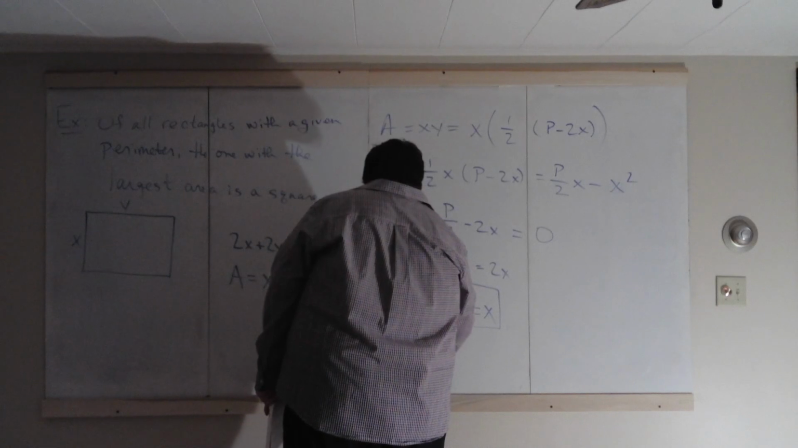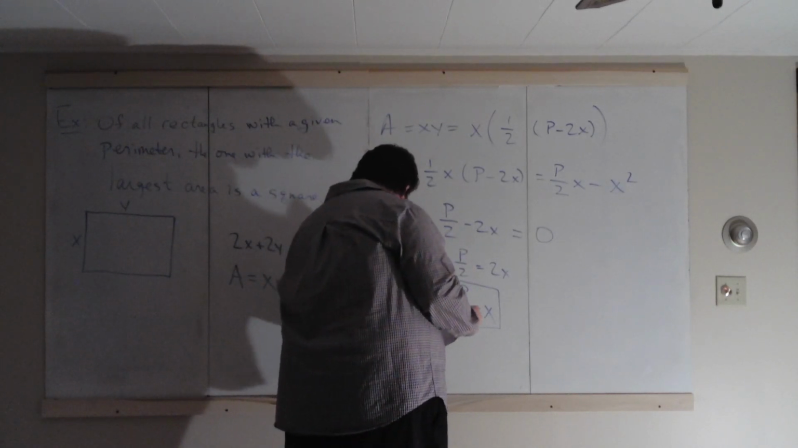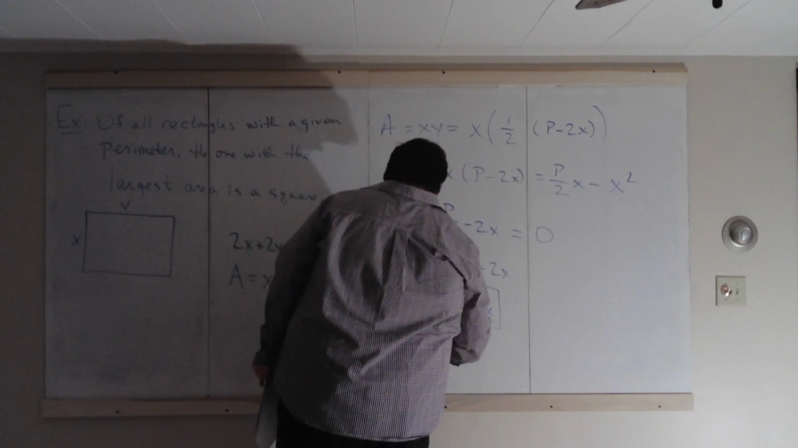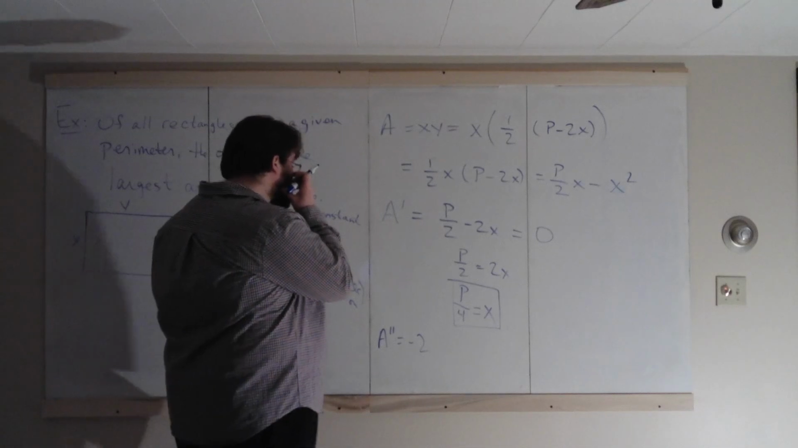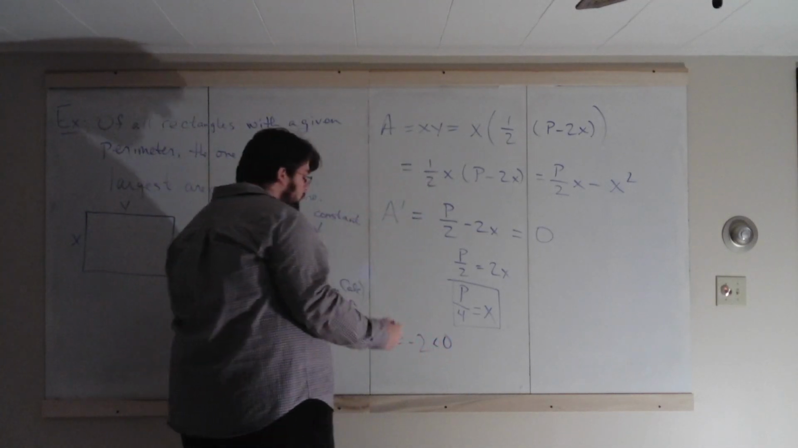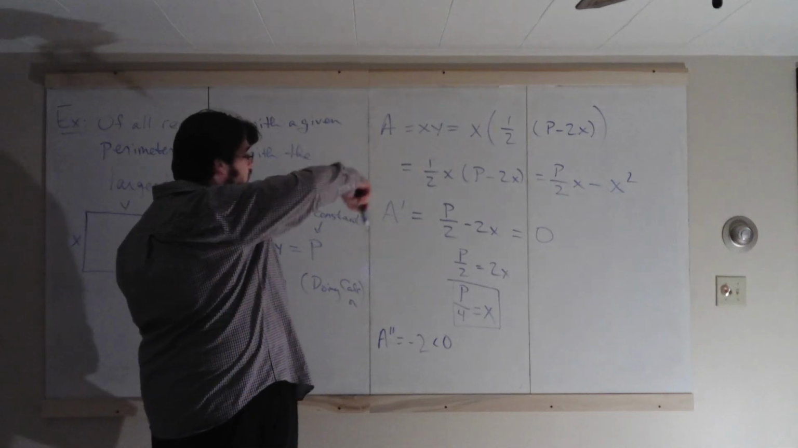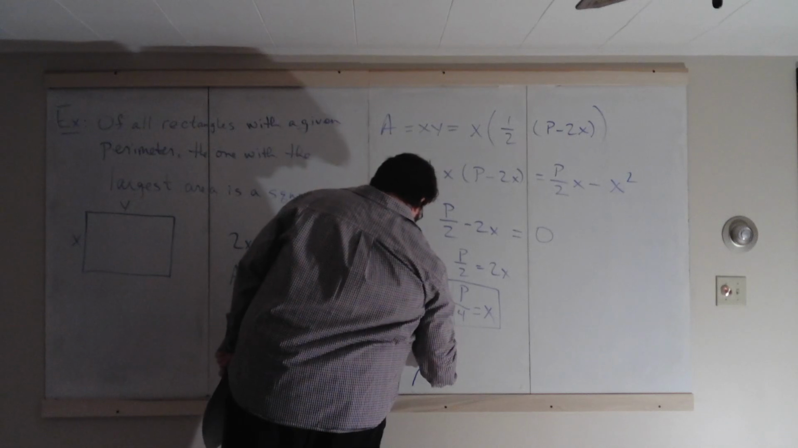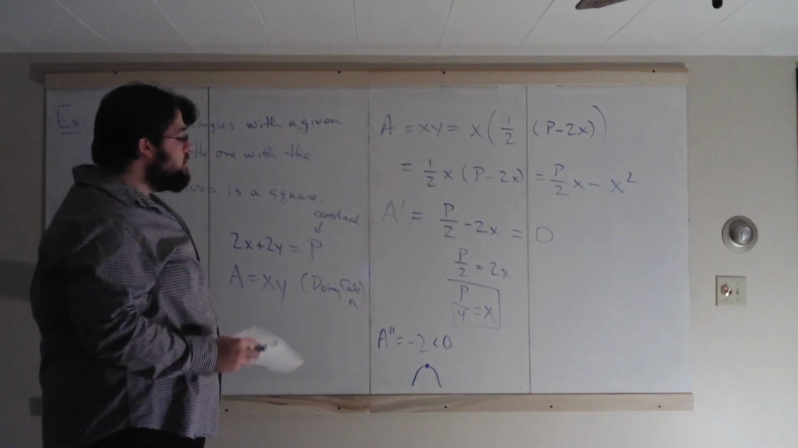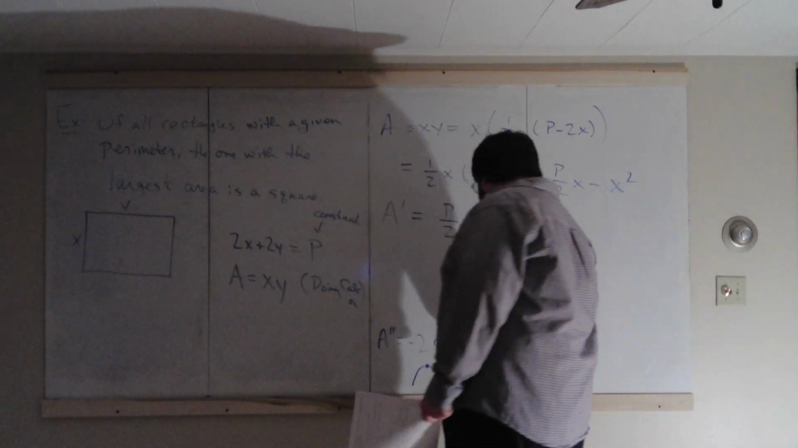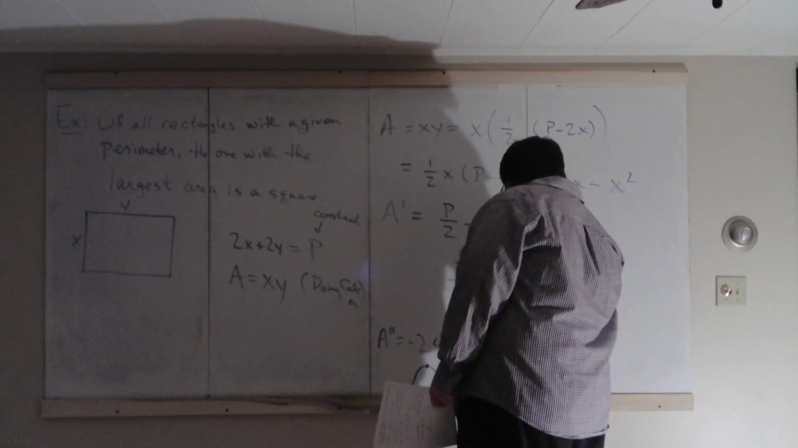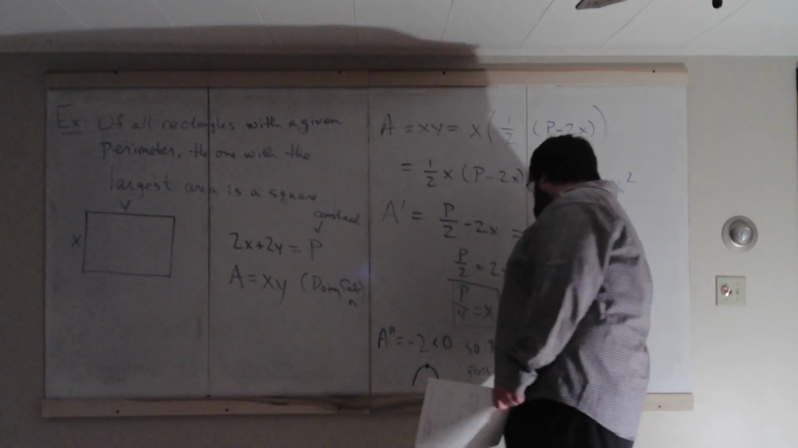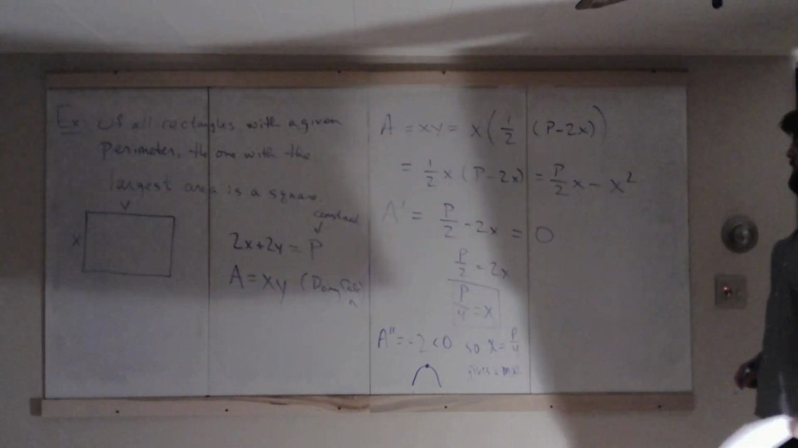So I'll write down here, A double prime is negative 2, because P over 2 is a constant. That's a negative number. When it's negative, the function is what? Concave down. The function is concave down, so that gives a maximum. So x equals P over 4 gives a maximum. Well, that's great. We showed that x equals P over 4 gives a maximum.